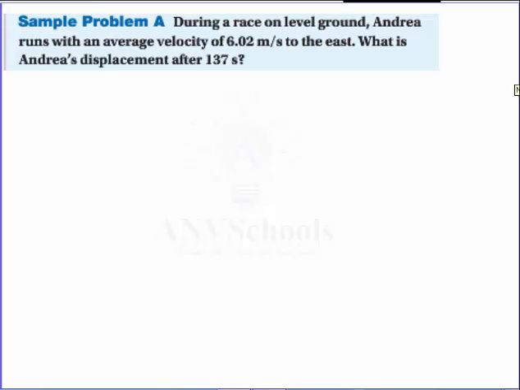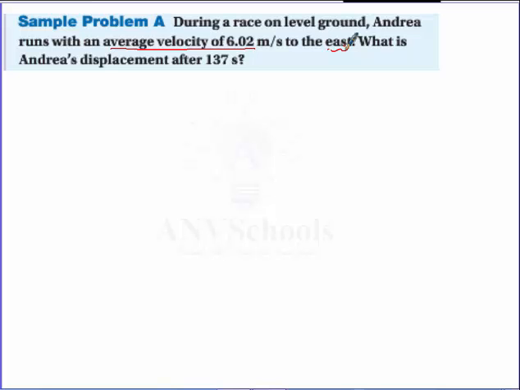The first example: during a race on level ground, Andra runs with an average velocity of 6.02 meters per second to the east, because we are talking about velocity, we need to have direction. What is Andra's displacement after 137 seconds?